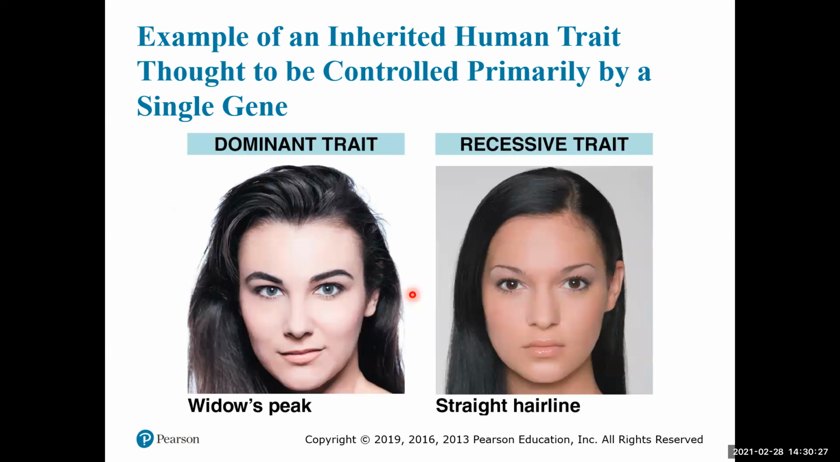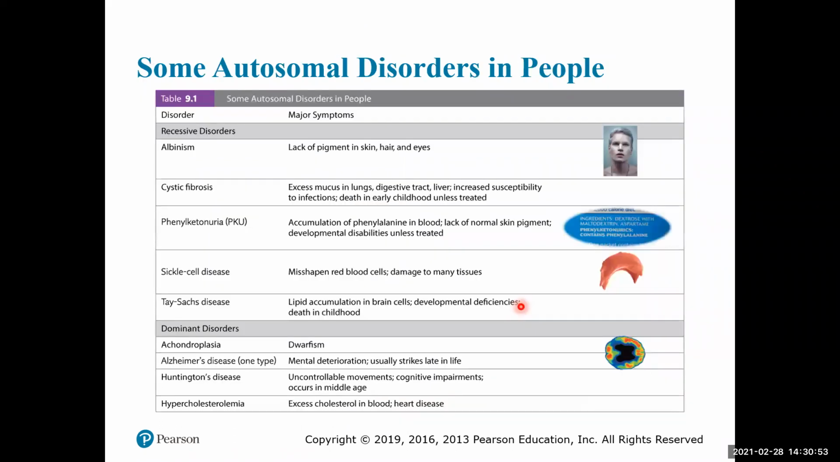And so again, a single gene trait or character is basically your hairline. The dominant trait is widow's peak, so you kind of have that V shape in your hairline. And then the recessive trait is a straight hairline, so where it kind of just goes straight across the forehead. And again, only controlled by one gene. Simple inheritance patterns, follows Mendel's laws and hypotheses.